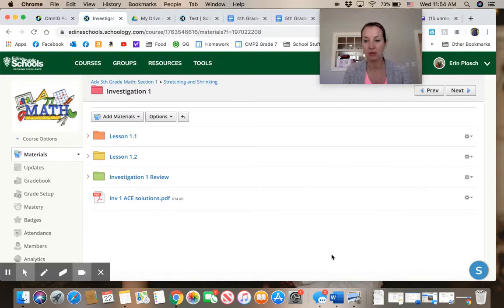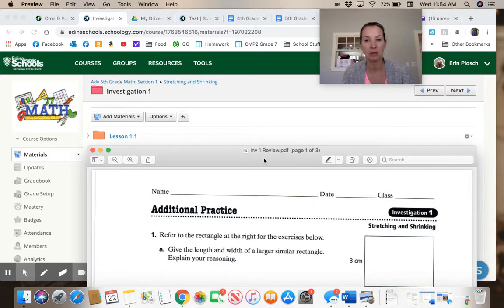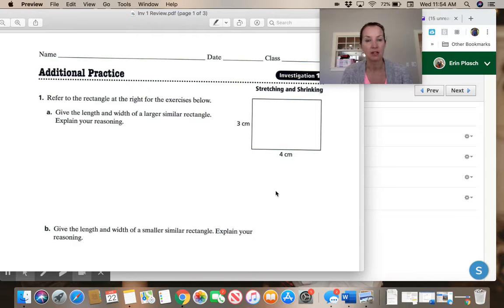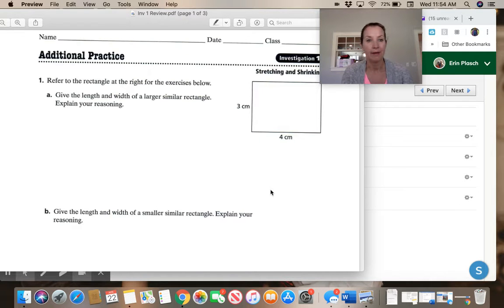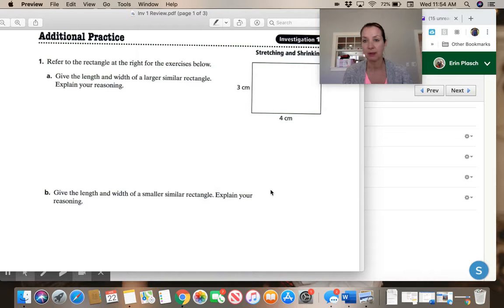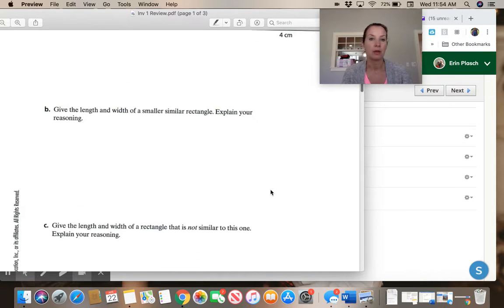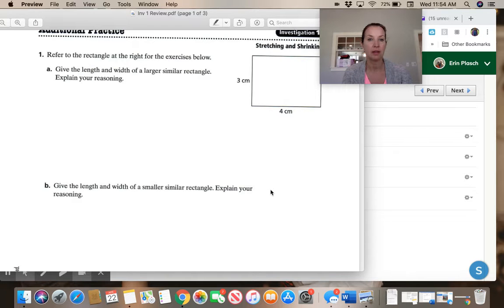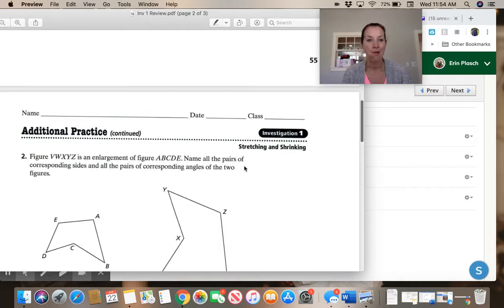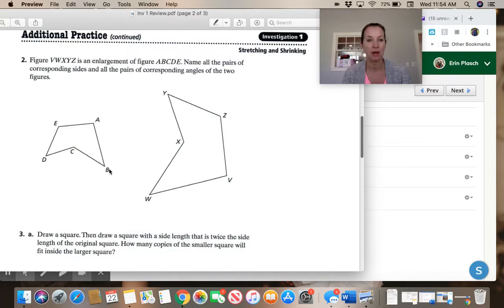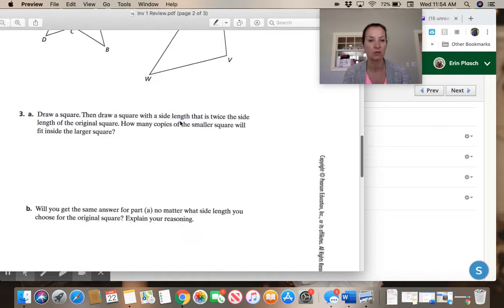So today you're going to be doing the Investigation 1 review. It looks like this. Sorry, it's a little crooked. I scanned it in. You will be able to do this by printing it, or you can just write the answers in your notebook. So you're going to complete, number 1 is about this 3x4 rectangle over here. And number 2, we are talking about an enlargement. This was the original figure. This is the image. Name all the pairs of corresponding sides and pairs of angles for the two figures.